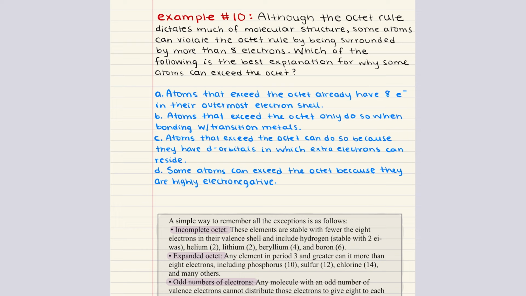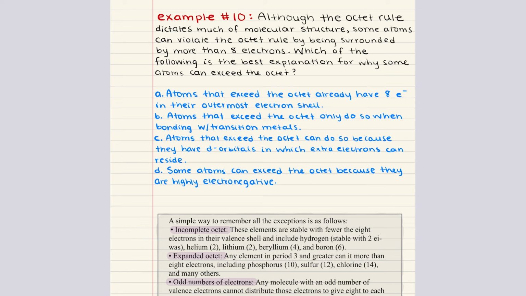A says atoms that exceed the octet already have 8 electrons in their outermost electron shell. Now, this statement is not correct. Atoms that exceed the octet rule do so by accommodating more than 8 electrons in their valence shell, not because they already have 8 electrons.